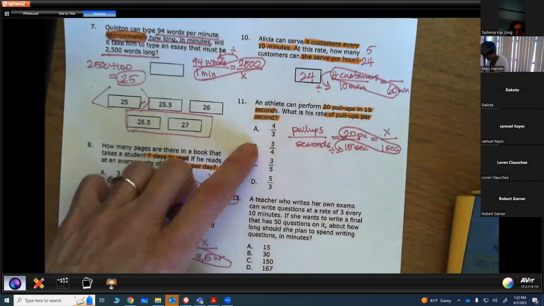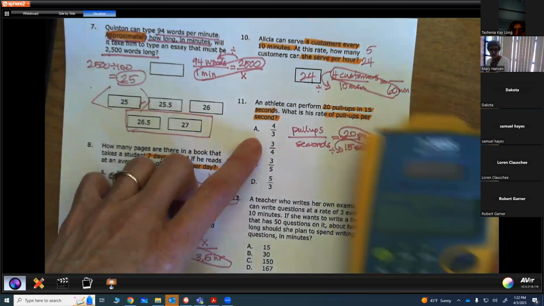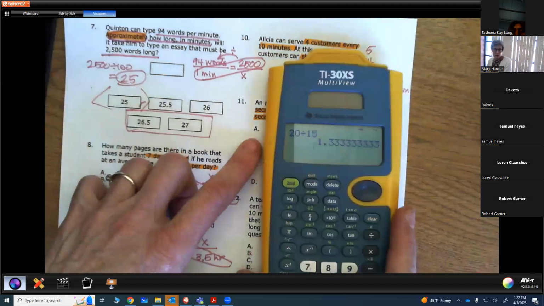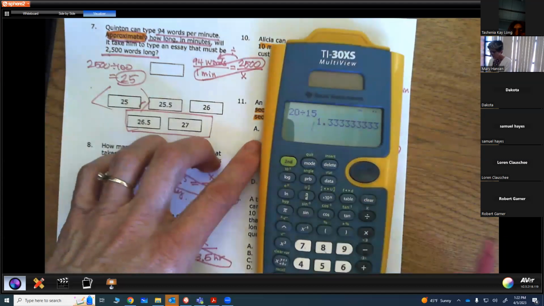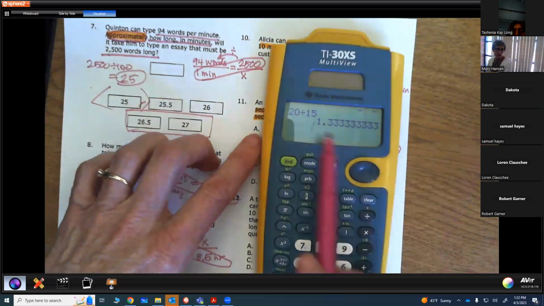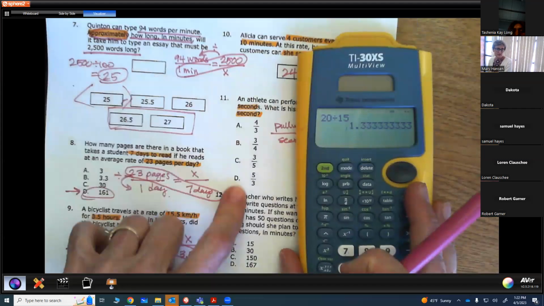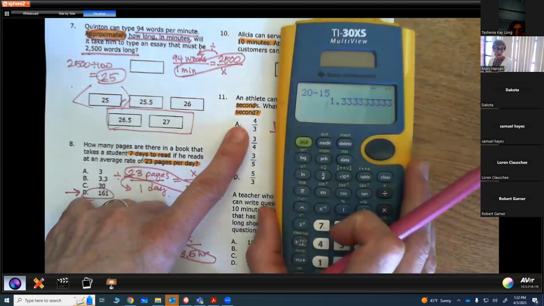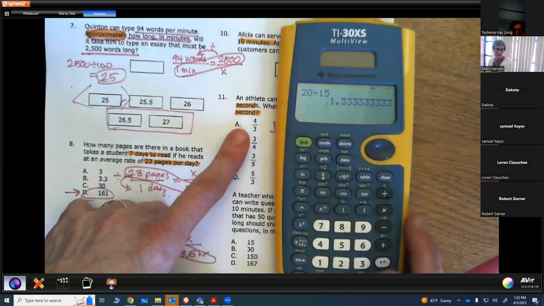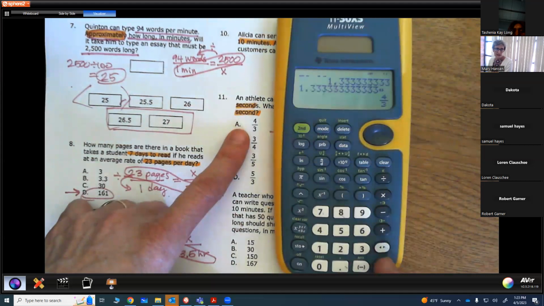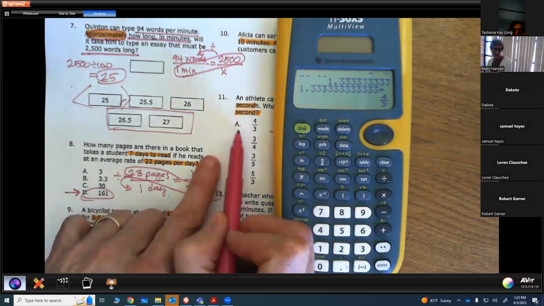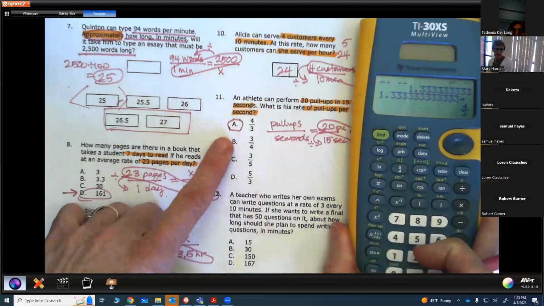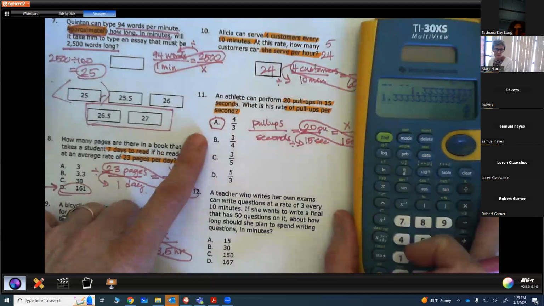And they have their answer as a fraction. So this is a good review of the calculator. When I took 20 divided by 15, it gave me a decimal, but these answers are in fraction form. And if I want the calculator to turn this into a fraction for me, I can hit this double arrow key and it turns it into the fraction, 4/3. So A would be the right answer for this one. Any questions on how to set that up or how to use the calculator?